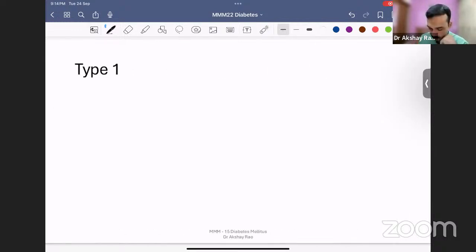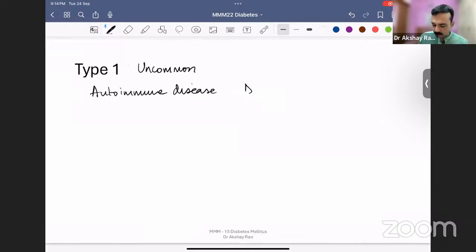Type 1. What is type 1 diabetes? It's uncommon, but what is it? This is a type of autoimmune disease. What helps in diagnosing it is autoantibodies, but autoantibodies are not responsible for the actual disease.